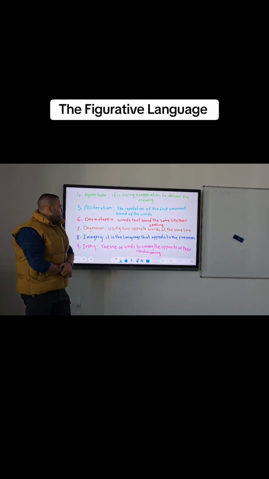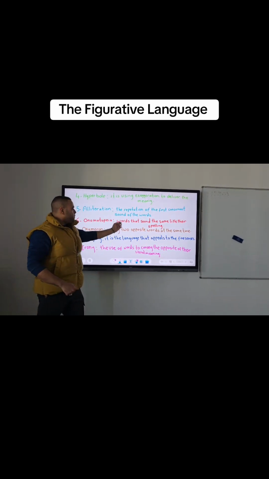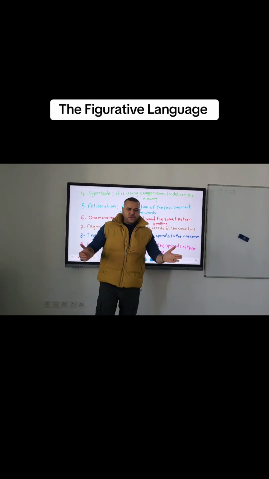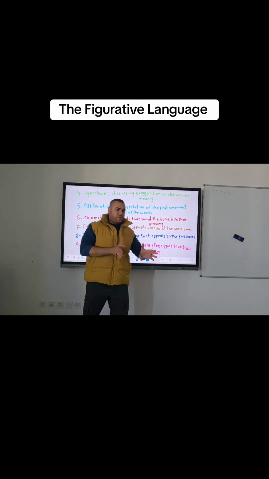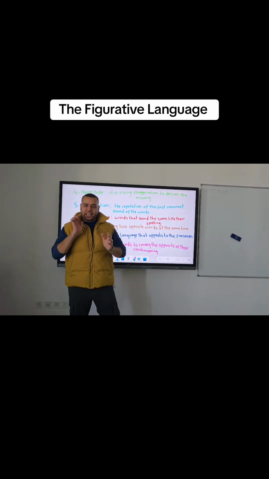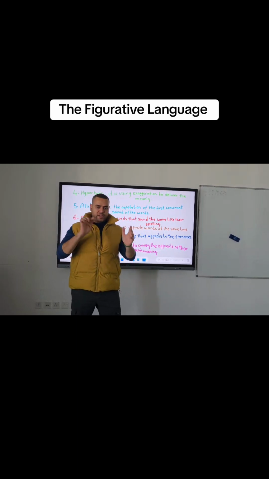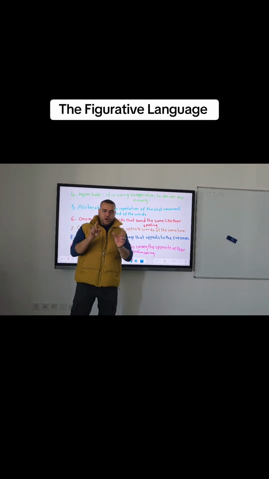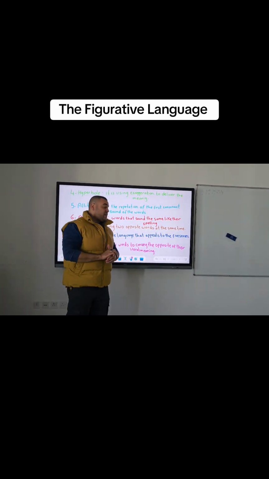The onomatopoeia, which is number 6, is words that sound the same as their spelling. It's very simple. Words whose spelling is the same as their sound, like the word click. Always remember it with the word click. Click. So the spelling of the word is the same as its sound.